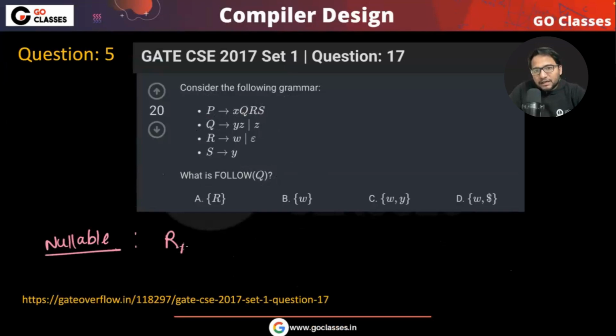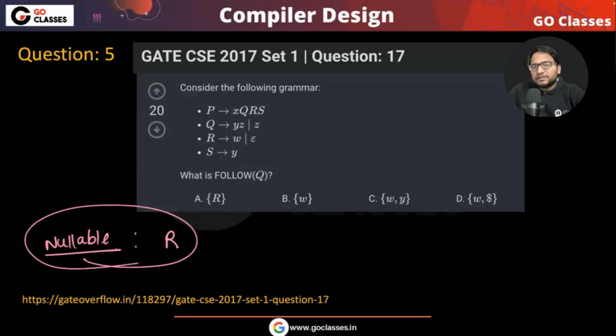I think R is nullable, and S is not nullable, Q is not nullable, P is not nullable. Only R is nullable, right? Is this okay to everyone? Nullable symbol means that whatever non-terminal is producing epsilon in one or more steps. So R is the only nullable. Why? Because this null is only coming at R. Q cannot derive null because at least it has to derive Y, so it will take either this or this. So that's why only R is nullable.